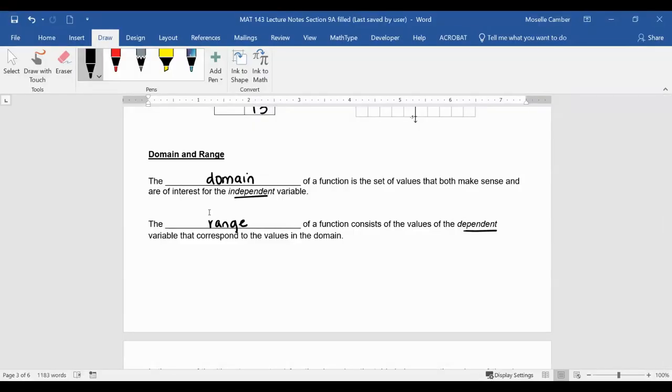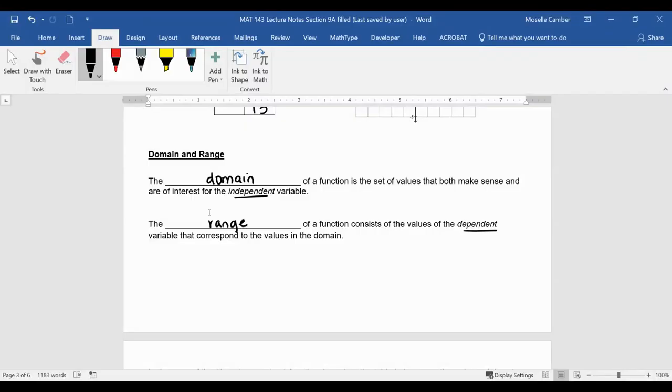I kind of think of domain like your home base. This is where you start, and you always start with independent. And the range says how far can you go from your home. So based on those independent variables, where do those take you? And that would be your dependent.